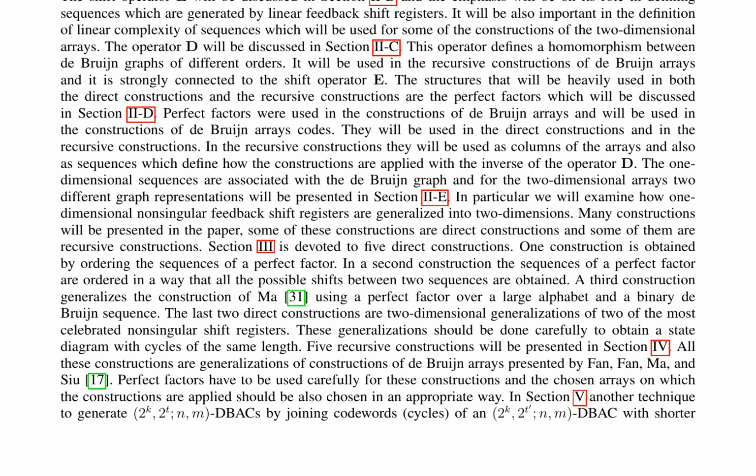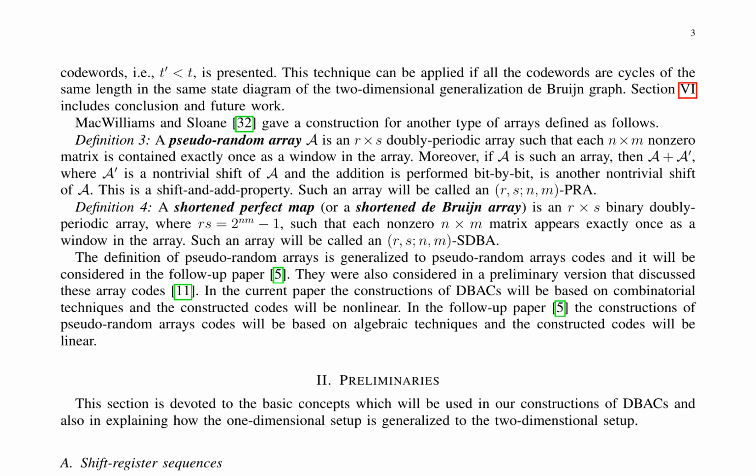The constructions presented in this paper extend existing methods for constructing de Bruijn arrays and provide new techniques for generating de Bruijn arrays codes. Doubly periodic arrays, specifically de Bruijn arrays and pseudorandom arrays, are the focus of this research. A de Bruijn array is a binary R times S array where each non-zero n times m matrix appears exactly once as a window. In contrast, a pseudorandom array is an R times S array where each non-zero n times m matrix is contained exactly once as a window, with a shift-and-add property.